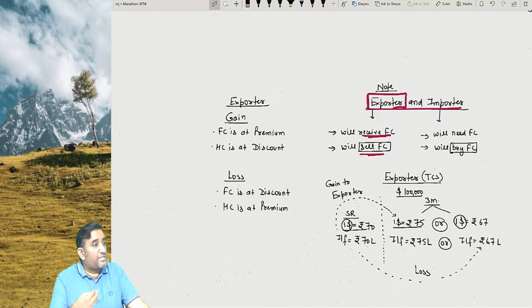If the dollar becomes 65, then whatever 1 lakh is the same 1 lakh. The 1 lakh which used to come at 70 will now come at what? 65. That means I'll realize a lesser amount. The moment I realize less, that means foreign currency is at a discount. The foreign currency on the left hand side is at a discount, so the exporter will lose. So I can make my rule accordingly. If foreign currency is at a premium, the exporter will gain. If foreign currency is at a discount, the exporter will lose.